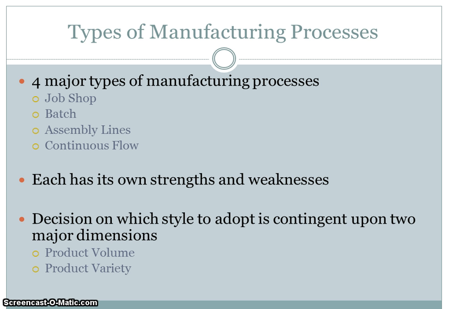And for simplicity, a lot of times what we say is that the decision on which style of manufacturing process to adopt is contingent just upon two major dimensions: how much volume there's going to be, and how much variety is required by customers in terms of product variation.